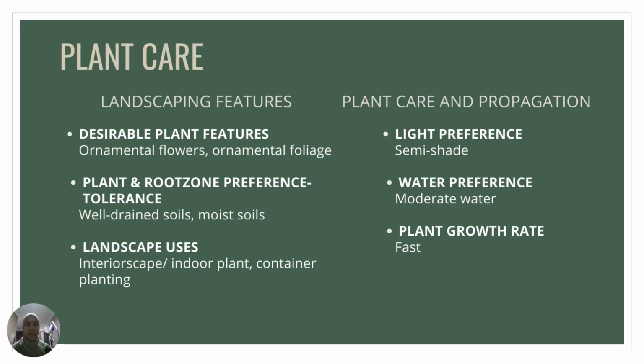For plant care, in landscaping features, the desirable plant features are ornamental flowers and foliage. Plant root zone and preference tolerance: well-drained soils or moist soils. As for the landscape uses, it's for interiorscape, indoor plant, or container planting. Plant care and propagation: the light preference for flamingo flowers is semi-shade. For the water preference, it is moderate water. And the plant growth rate is fast.